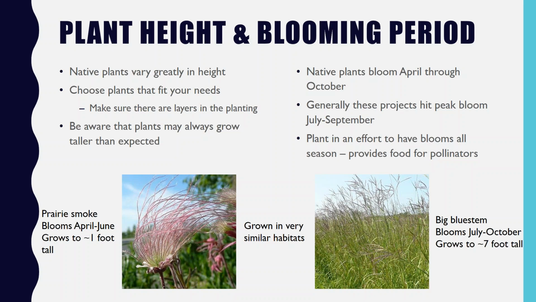So I have an example to show you of why plant height can be important. On the left, you can see prairie smoke. It's a cute little plant. It's got these fun wispy pink flowers. It usually blooms April to June, and it grows to maybe a foot tall. And then you can see on the right, big bluestem, it blooms from July to October, and it grows upwards of 7 feet tall. And they grow in very similar habitats, similar sunlight, similar soils. So really paying attention to that growing height can be important, because you could have something that's 1 foot or 7 feet tall.